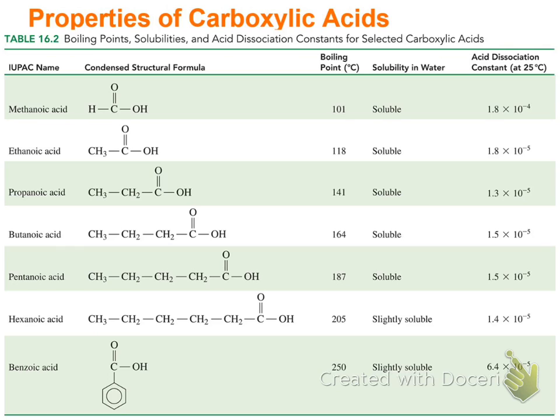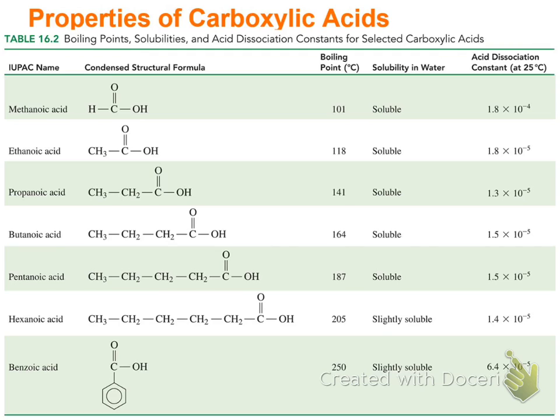So just some data to look at. It's a lot, but I thought I would include it. If you look at boiling points, you notice the boiling points going up as the chain gets longer. These are all soluble up through pentanoic acid, then hexanoic acid becomes slightly soluble. Benzoic acid is very slightly soluble.